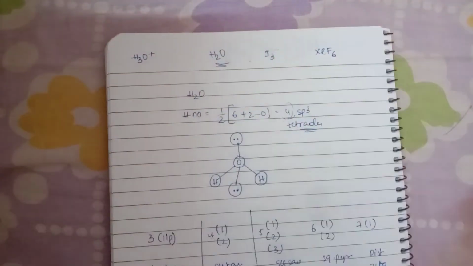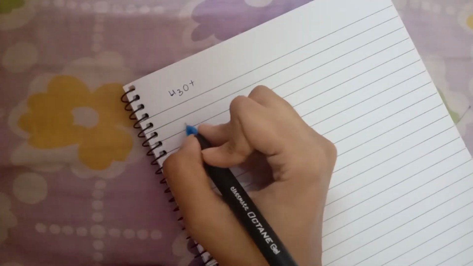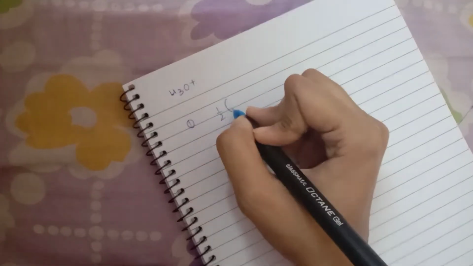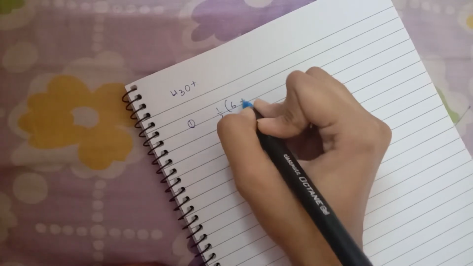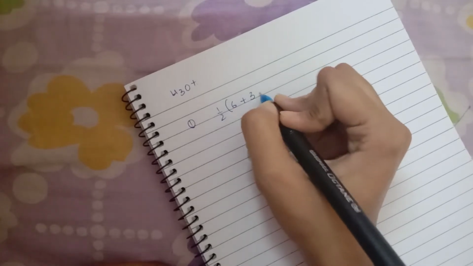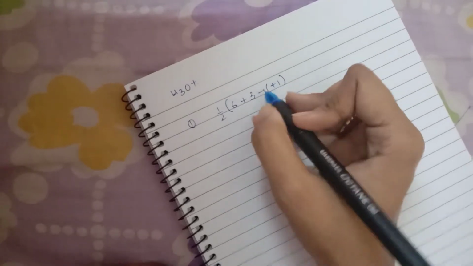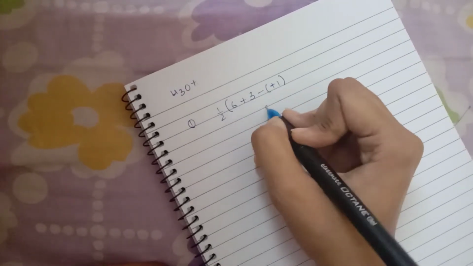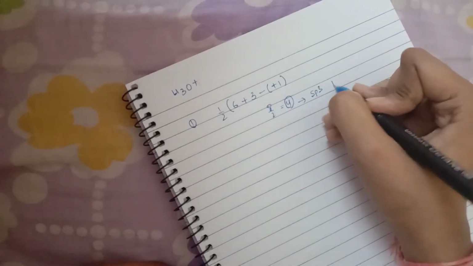So let's try this example, the hydronium ion, that is H3O plus, right? Now let's write down the hybridization number. Step 1: half into valence electrons of the central atom. What is the central atom? Oxygen, 6, plus the number of monovalent bonding atoms. There are 3 monovalent bonding atoms, plus 3, minus if there is any charge present. There is a 1 plus charge, so minus 1. Now 9 minus 1 is 8. 8 by 2 is going to be 4 again. So 4 means sp3 and tetrahedral geometry.